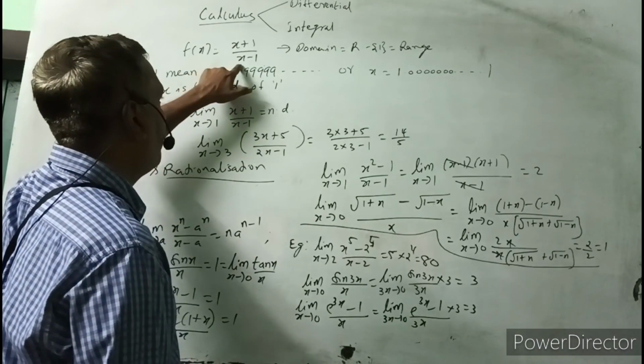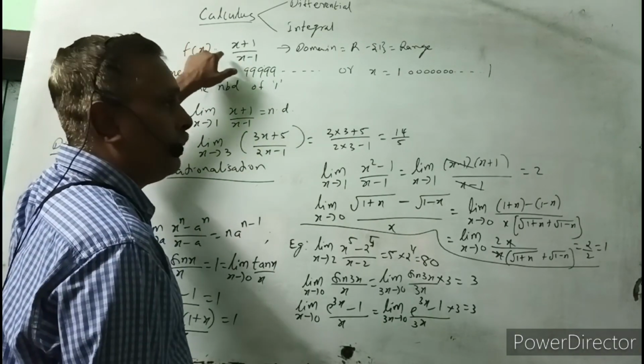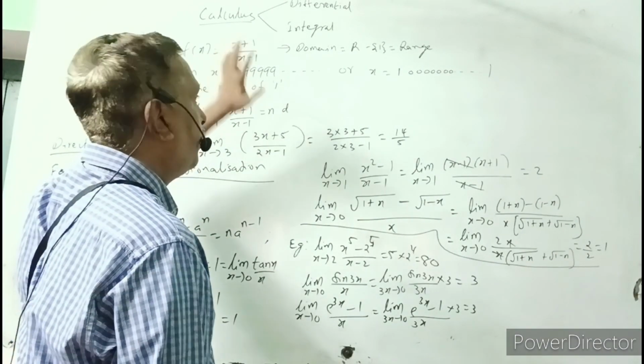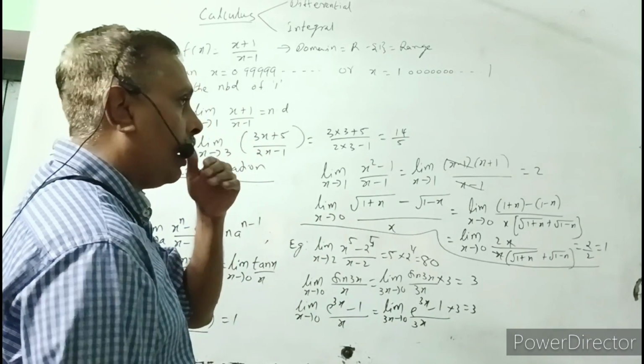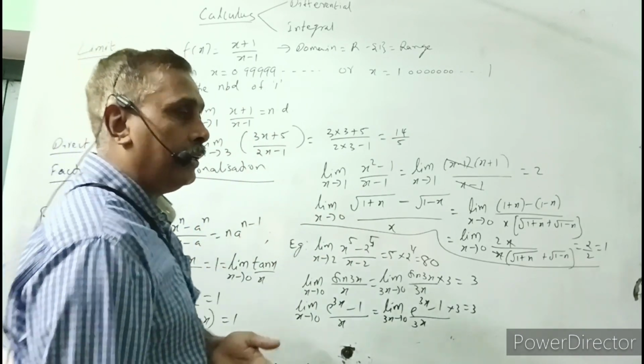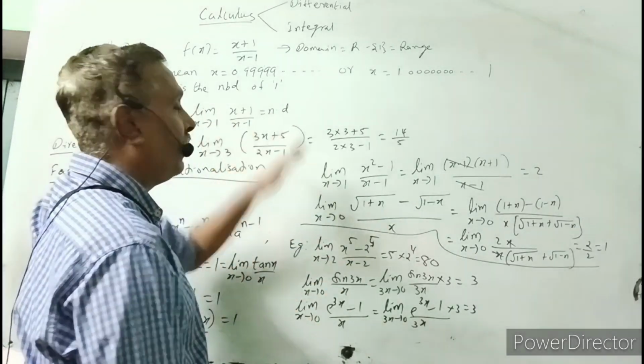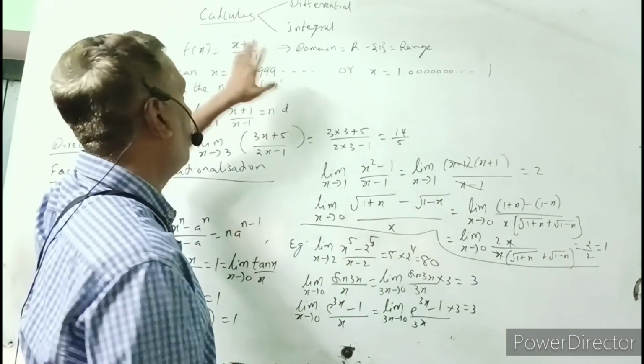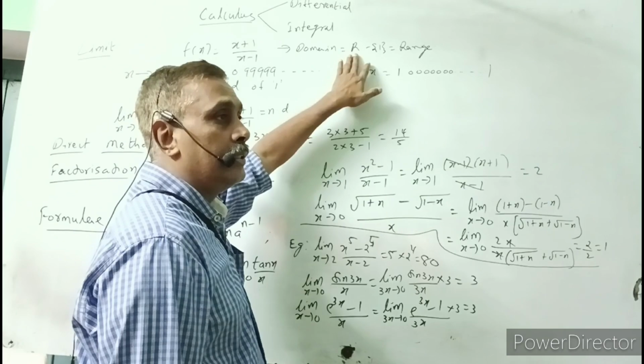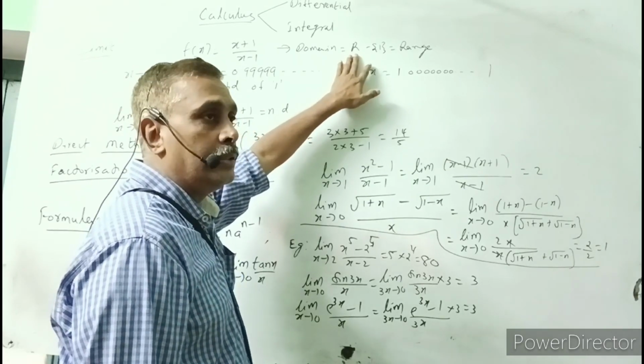So you know that if I am putting x is equal to 1, denominator becomes 0. So I cannot use x is equal to 1. Other than x is equal to 1, we may keep any value for x. You will get a finite result that we studied. So the domain we are saying R minus {1}.